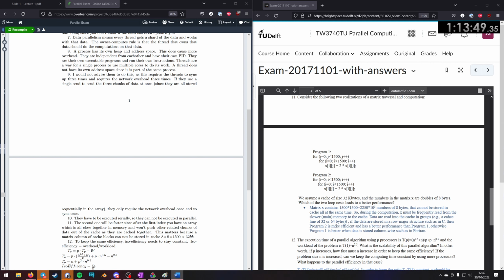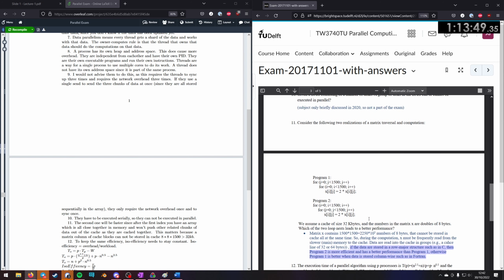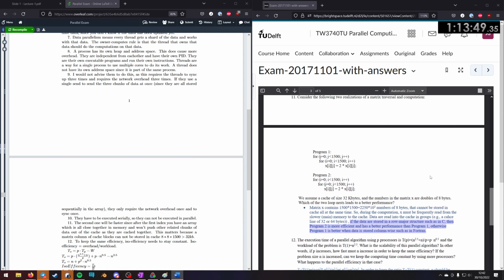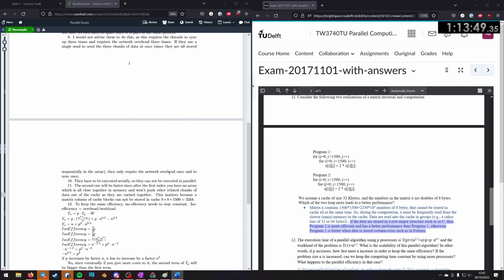Yeah. Again, here we had the part about data being read to the cache in groups, and the fact that it cannot be stored in memory. So we had those 2 parts. If the data is stored in a row structure in C, program 2, yada yada. Okay, sure. I should have said it's in C, but this is a C loop. Oh, but we did say that, because I remember Guy was like, "This is written in C." So I didn't write it down, but we did say it. I'm giving us the point.